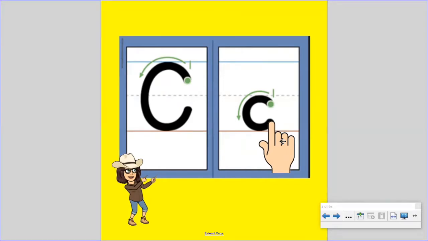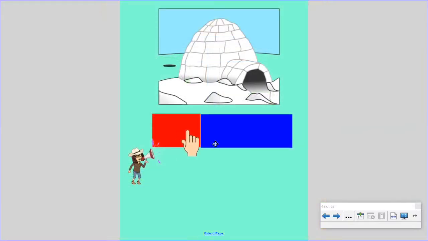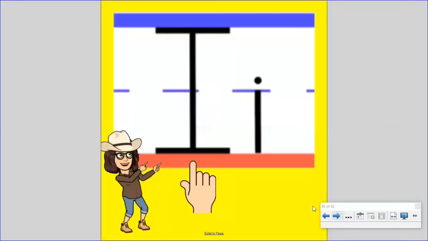Let's continue to play. Igloo. Say it with me. Igloo. What sound do you hear at the beginning of the word igloo? We hear the I sound in the beginning of the word igloo. What letter makes that sound? Did you say the letter I? You're right. The letter I makes the I sound in the beginning of the word igloo.